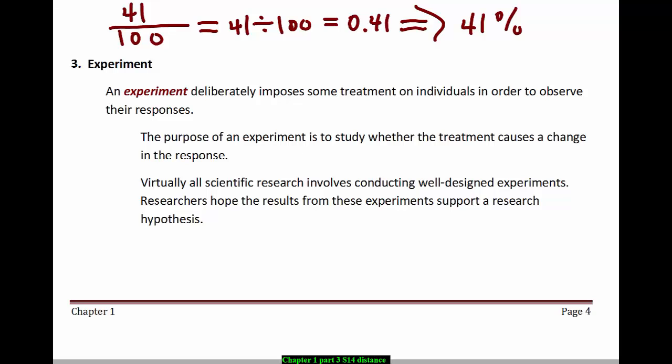And we pick up our lecture on Chapter 1 with our third way to collect data, an experiment. An experiment deliberately imposes some treatment on individuals in order to observe their responses. So an experiment is different from an observational study in that you actually impose treatments. You might randomly allocate subjects to 2 or 3 different groups and assign different dosages of a drug, for example.